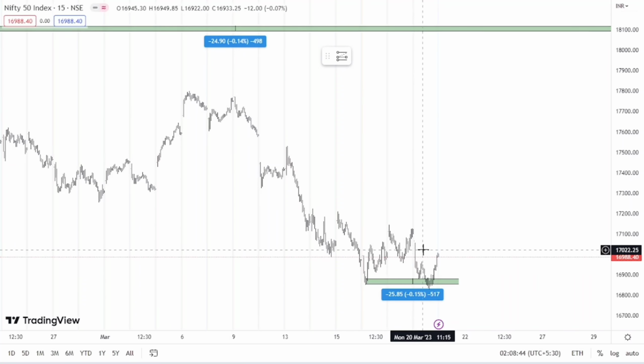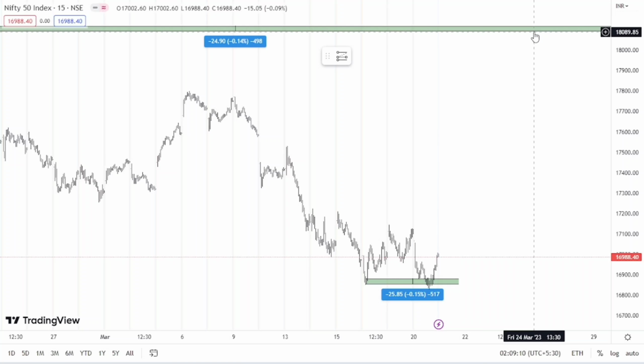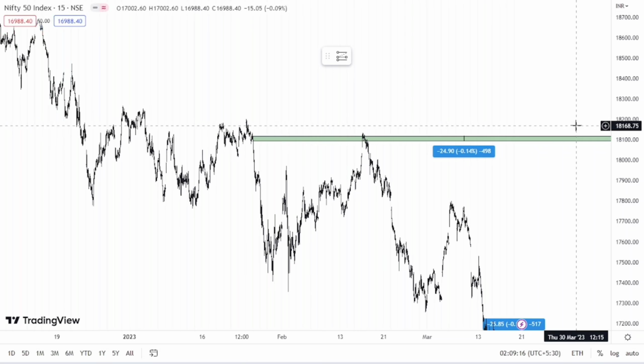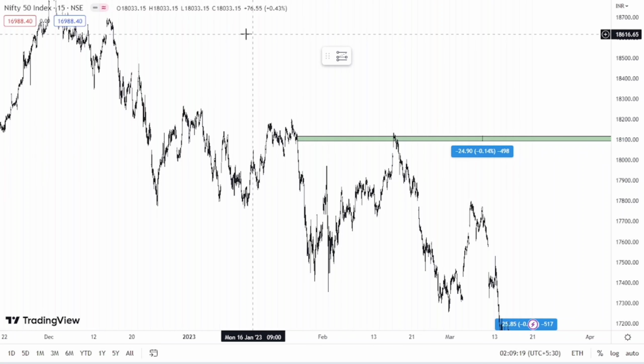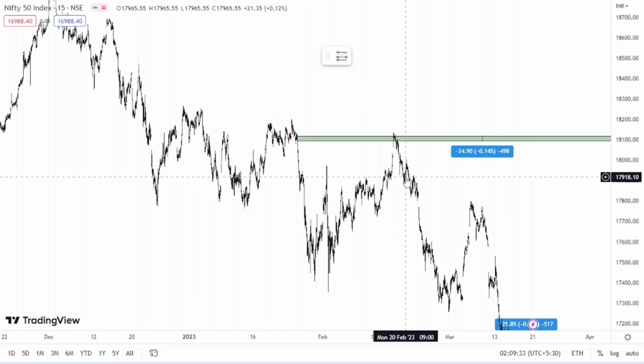In future, the price may go to that supply zone level. It may take 1 month, 2 months, or it may take a year. But definitely, it may reach that level and fall down, or it may break that level to reach the next supply zone level. But we are not predicting the future.